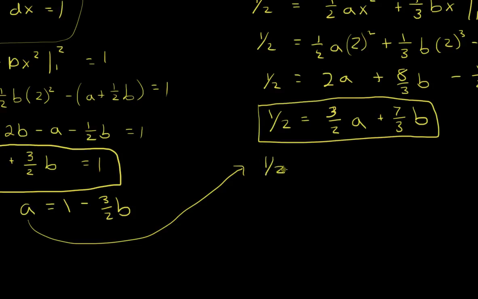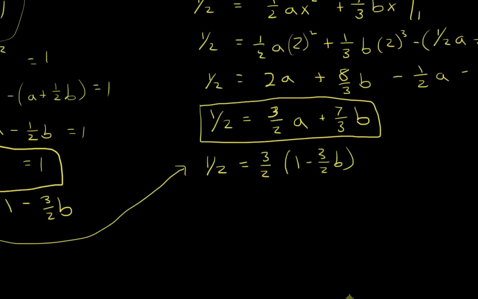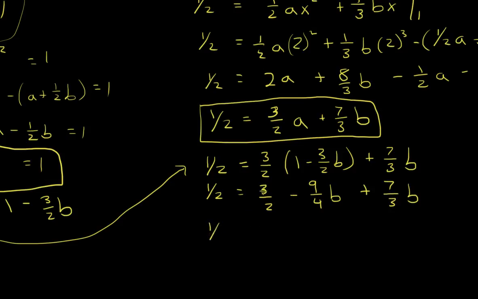Okay, so this would then become 1/2 equals 3/2 times, now I have a is 1 minus 3/2 b, okay, and I have b here. So great, now I have an equation that only has b. I can solve this for b. All right, so let's go ahead and do it. So go ahead and distribute this 3/2 here. So this would become 9/4 b plus 7/3 b. Okay, so let's see, I can subtract 3/2 from both sides.